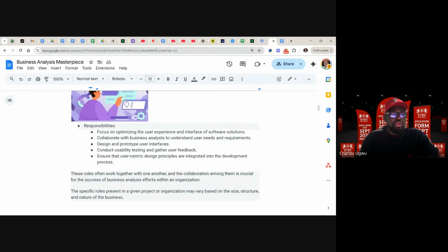Collaborate. Number two, you collaborate with business analysts to understand the user need and the requirement. Design the prototype and user interface. Conduct usability testing and gather user feedback. So you have to conduct usability testing to see the way the users interact and use the product and see how they are struggling. After using it, you get feedback through a survey to see how they are struggling and how you can improve on it.